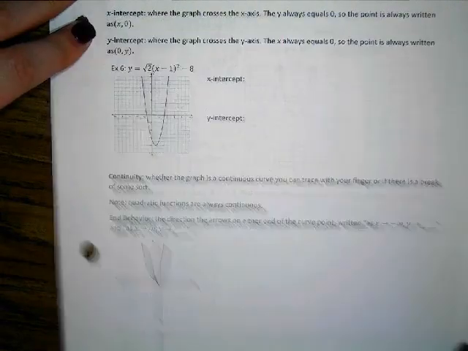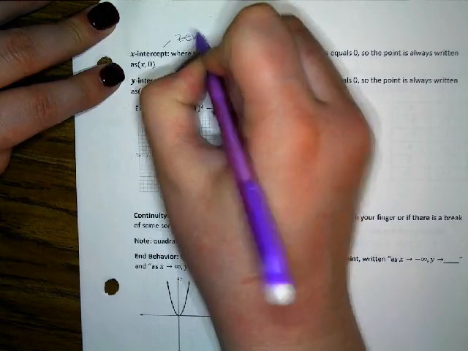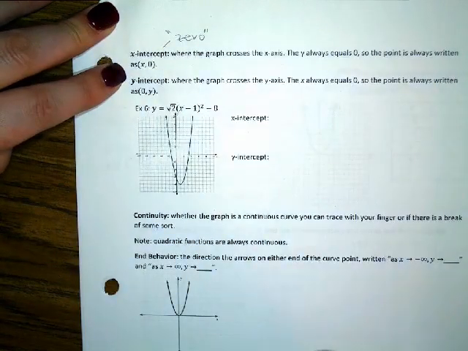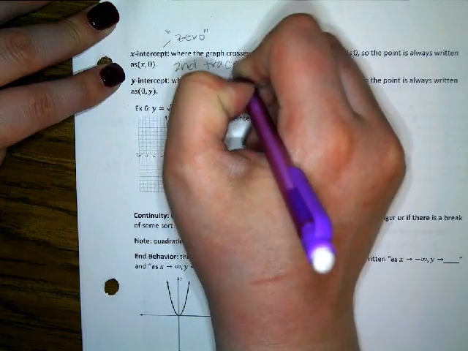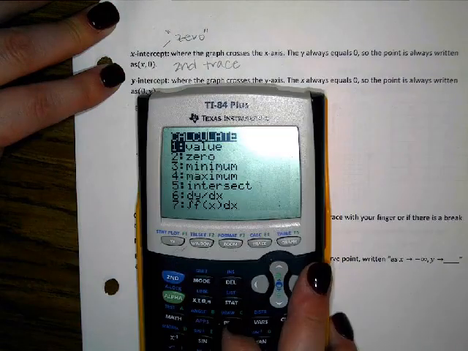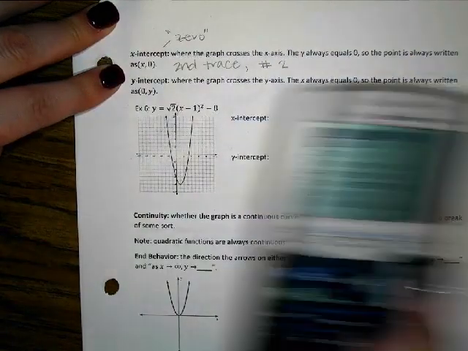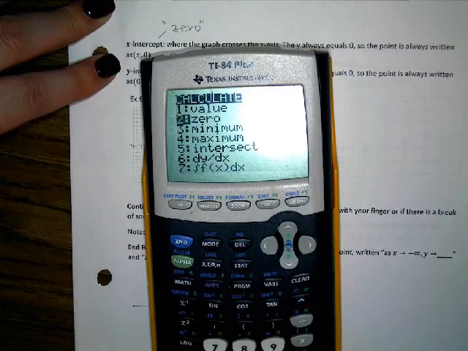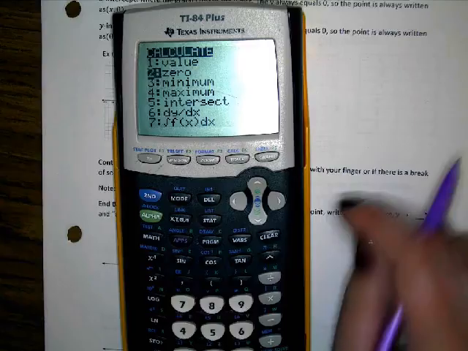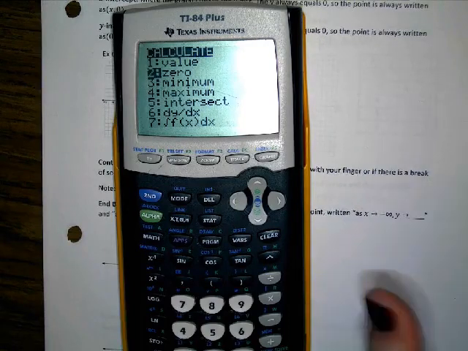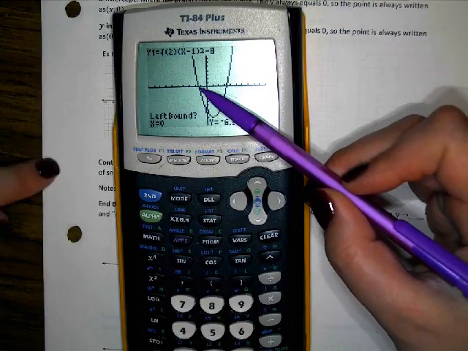And so what we just did is we did second trace. And in that menu, we're going to use option number 2. So second trace, option number 2. So you can either type a number 2 to get to it, or you can use your down arrow to get to it and then press enter. It doesn't matter, okay? So I'm going to press enter. Now, my first x-intercept I can see is between -2 and -1. And your calculator is asking you where to look for that answer. So it says left bound and right bound.